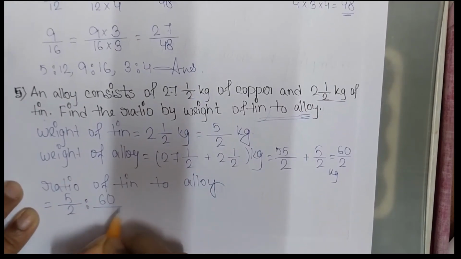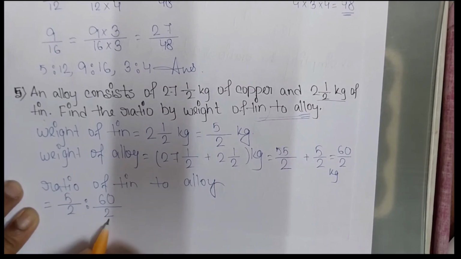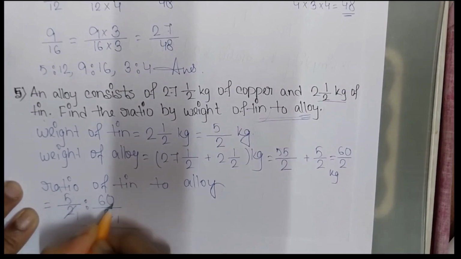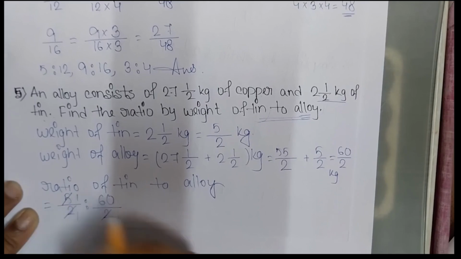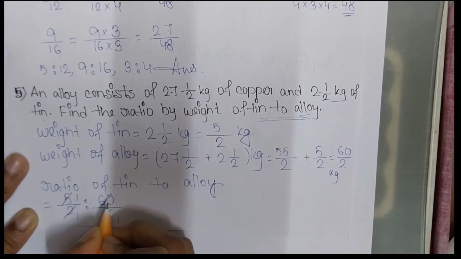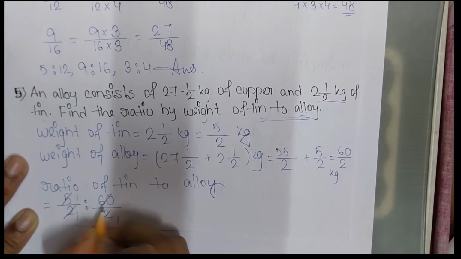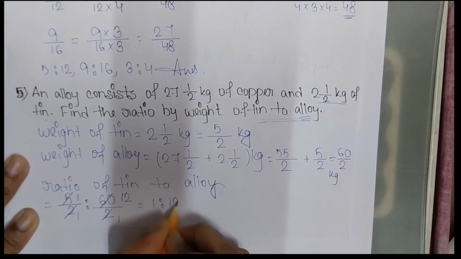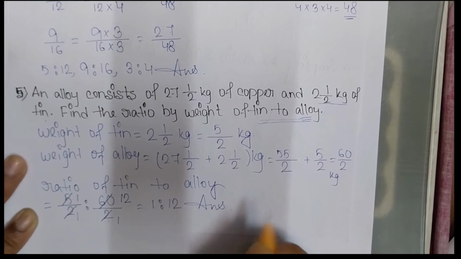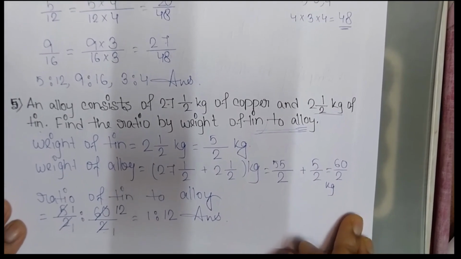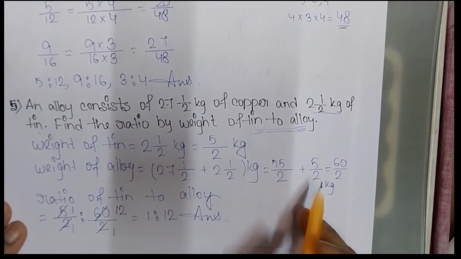So 60 by 2. We can cancel the denominator with the same number 2, and here we will cancel in the numerators of the ratio, that 5 ones are 5, and if we divide 60 by 5, we will get 12. So the final ratio will be 1:12. So this is the process of solving this problem.